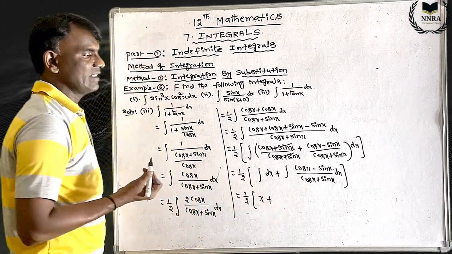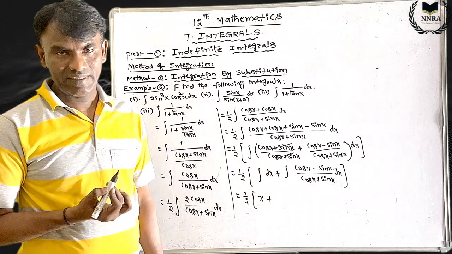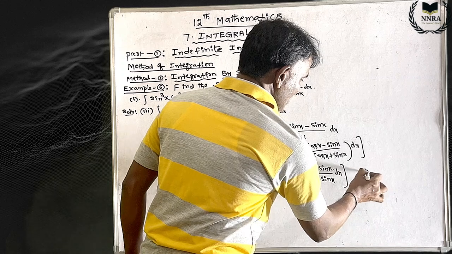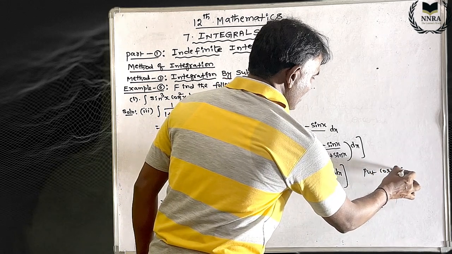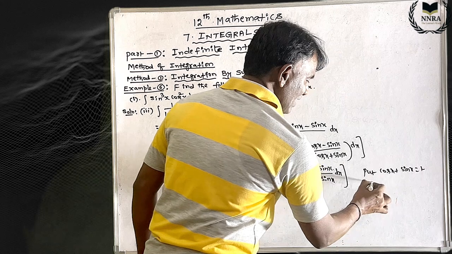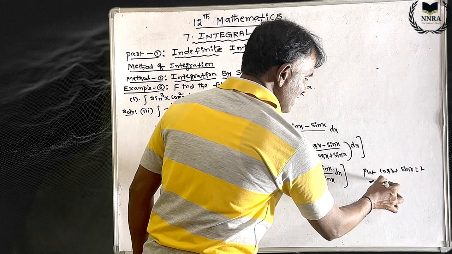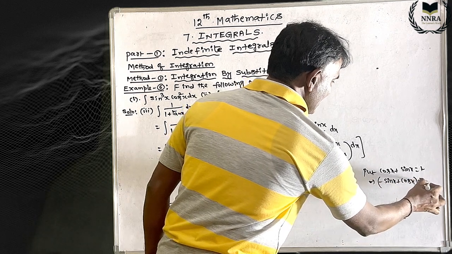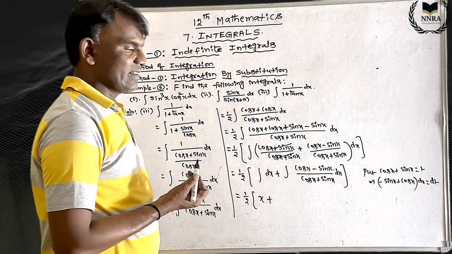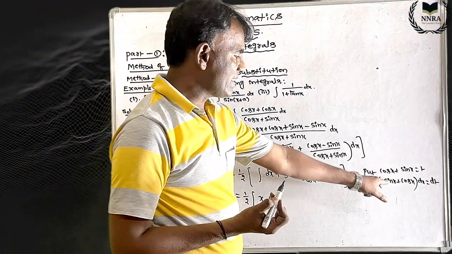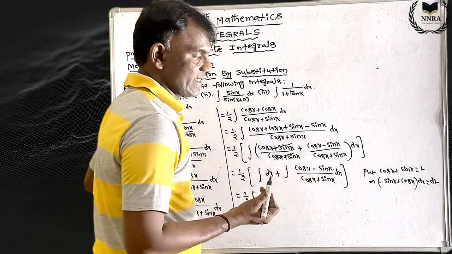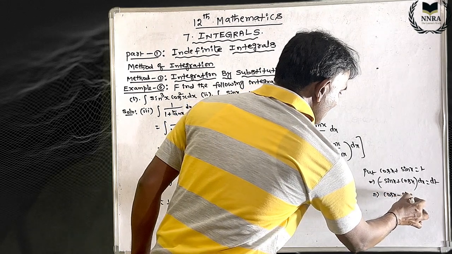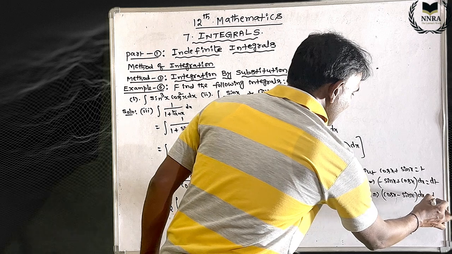So it is x. And for this we use the substitution method. What is the denominator value? Cos x plus sin x. So that is equal to t. If cos x plus sin x equal to t, after differentiation we get minus sin x and plus cos x, then dx equal to dt. Clear? Why? Because the derivative of cos x is minus sin x, and the derivative of sin x is cos x. And again, how to write this value? Cos x minus sin x into dx equal to dt.